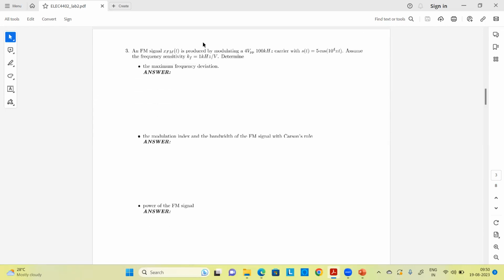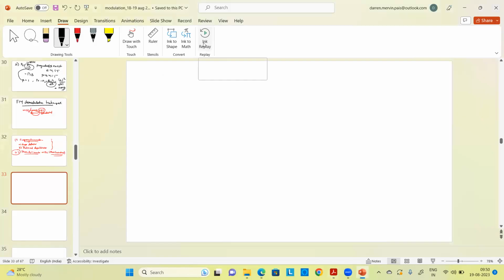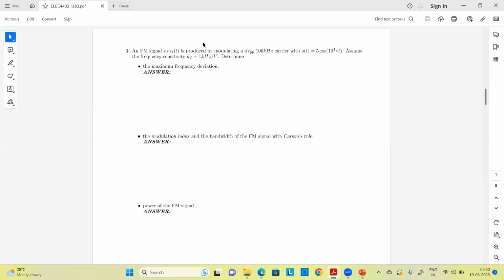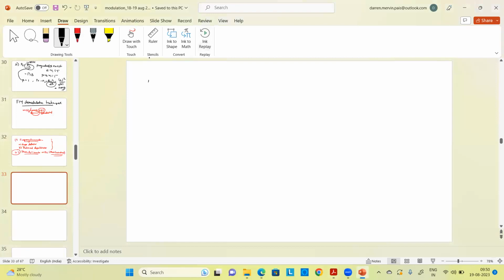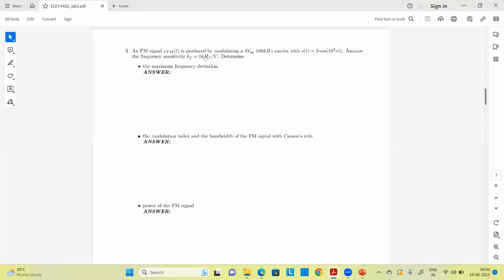The next question says an FM signal x_FM(t). So always, Jerry, when you get a question, please try to write down the data which is given. It will simplify the question for you. As you keep reading the question, keep writing the data. It says an FM signal x_FM(t) is produced by modulating a.